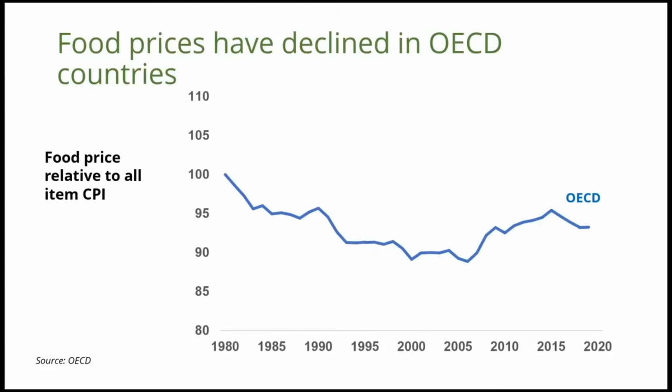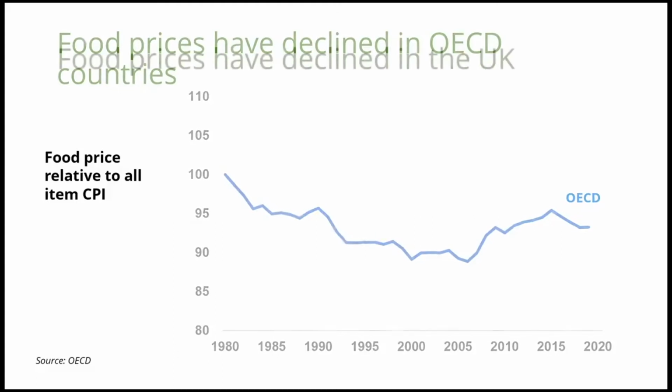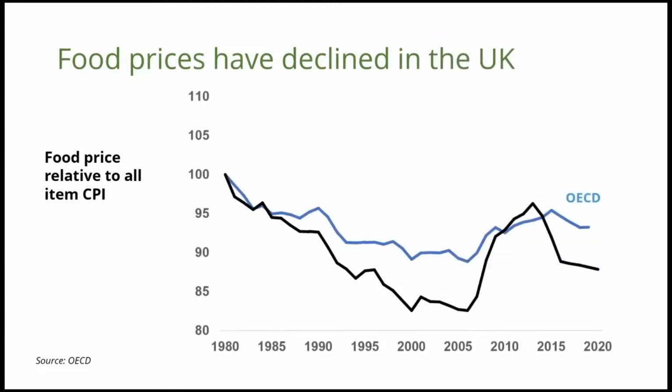This means that food budget shares have fallen, and this has led to considerable welfare gains for poorer households, for whom the budget share of foods is significant and is much higher than for richer households. Food prices in the UK have fallen faster than on average in the OECD countries over the 1980s and 90s.